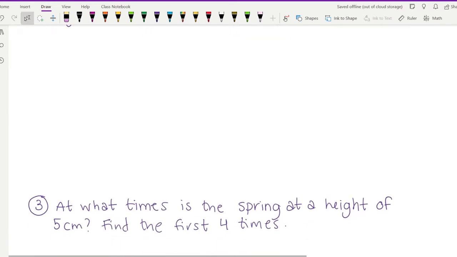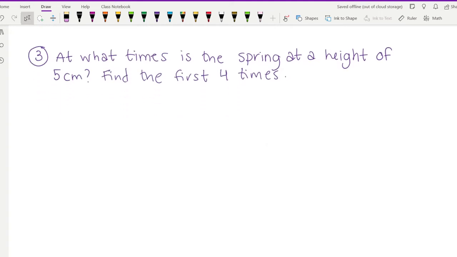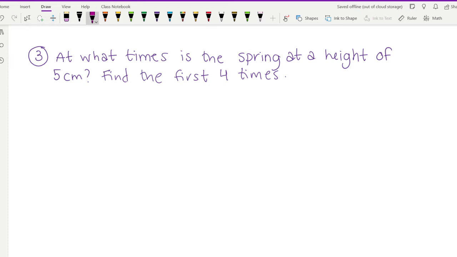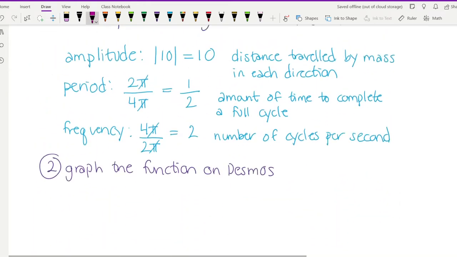Okay, so we looked at the graph on Desmos. Now I want to answer one last question. This relates to the last 2 videos that you should have watched. So this says, at what times is the spring at a height of 5 centimeters? Find the first 4 times. So what do we need to do in order to answer this question? Well, this is telling us that the spring is at a height of 5 centimeters, and it's asking us to find a time.